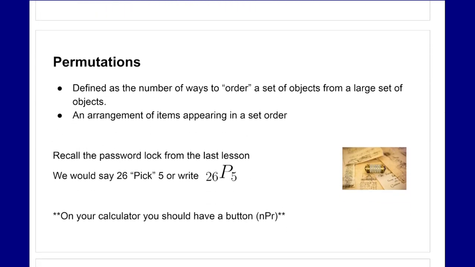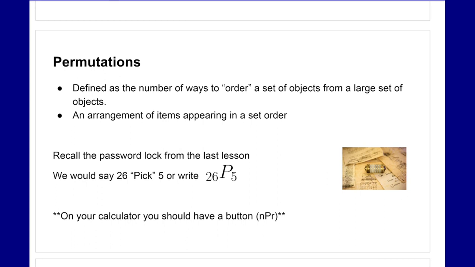Now, permutations are a scenario or a concept that uses factorials. And permutations are defined as the number of ways to order a set of objects from a larger set. Right? An arrangement of items appearing in a set order is also a specific definition. And if we recall the password lock from the last lesson, we would say 26 pick 5, right? Or write it as 26P5 because we have 26 letters and we're picking 5 of them. So that was the 26 times 25 times 24 times 23 times 22 times 21. Right? So that is the same thing.